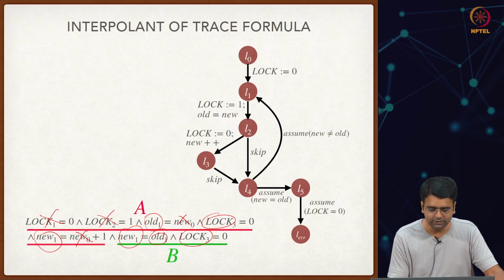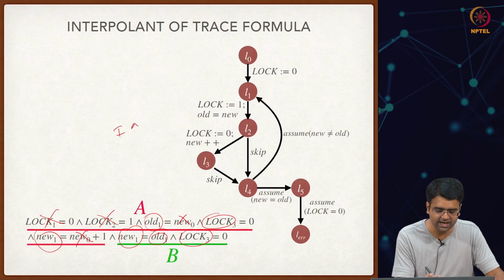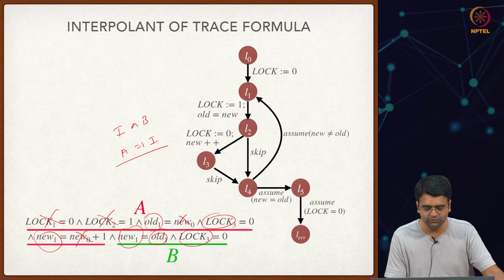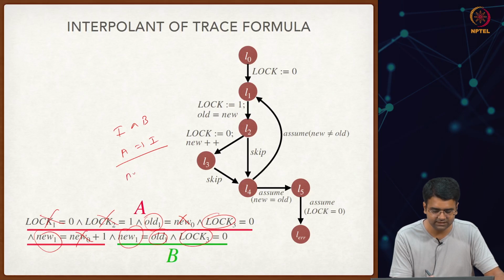Okay. Now in this case what is the property? What is the interpolant I such that I and B will be unsatisfiable but A will imply I? Since this I contains only new 1 and old 1, you can try to work it out on your own, and you will see that a valid interpolant in this case is something like new 1 is not equal to old 1.